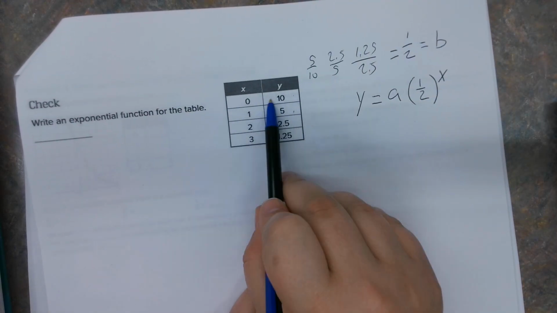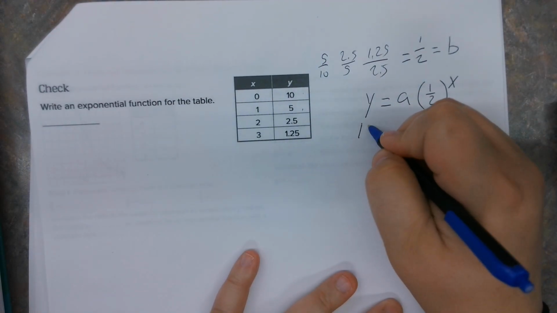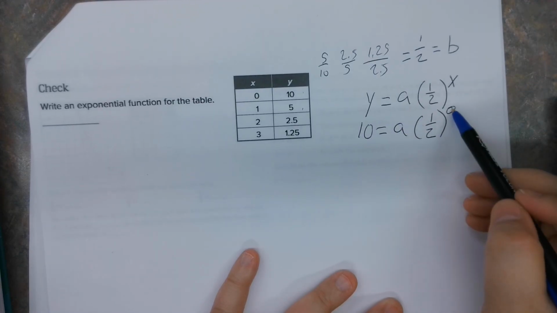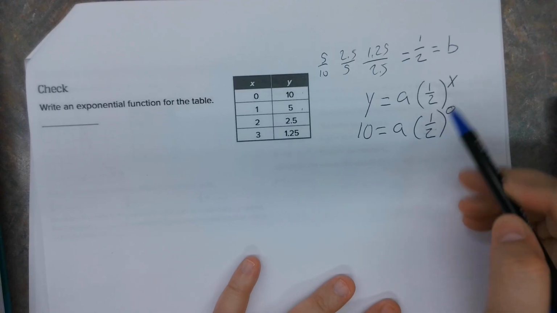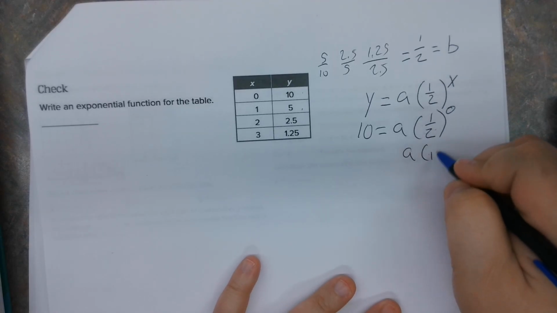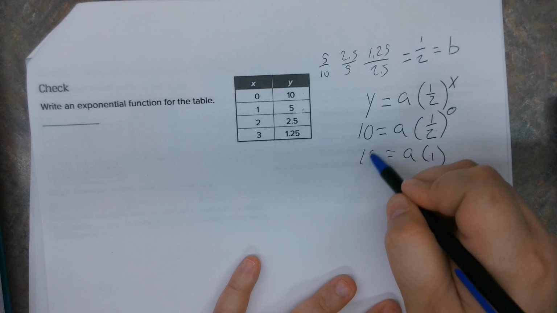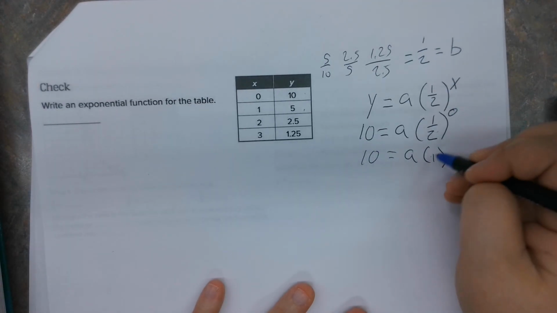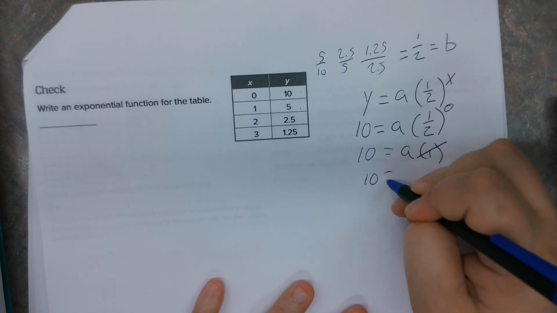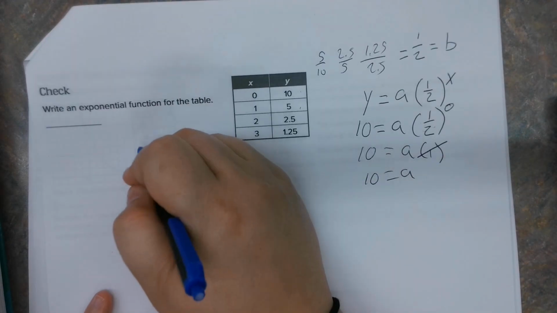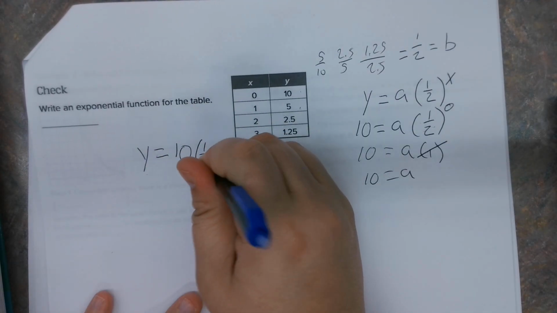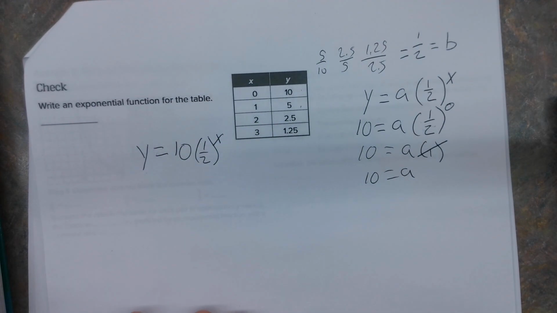Let me pick this one because 0 is the easiest. So y is 10, x is 0. Well, that turns that into 1. So I've got a 1 equals 10, but I don't really need that, right? Like a 1 is just a 1, it doesn't mean anything. So I have 10 equals a. If I plug it all in, y equals a is 10, b is 1/2. Don't forget to put the x up there. And there I have my exponential function.